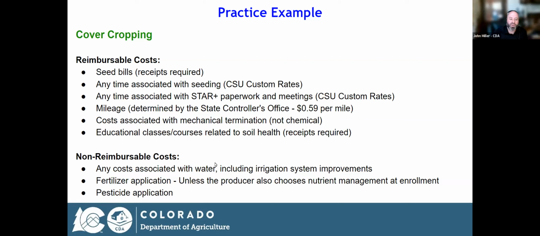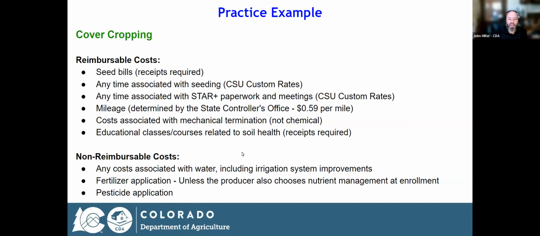Their mileage, which is determined by the state controller's office at $0.59 per mile, so 59 cents per mile. They do have to use the 2-wheel drive mileage reimbursement rate, but it is still fairly generous. Any costs associated with mechanical termination. So if they have to terminate that cover crop at any point before they plant their new crop or their cash crop, they can submit costs associated with that termination, but they cannot, again, submit chemical termination costs.